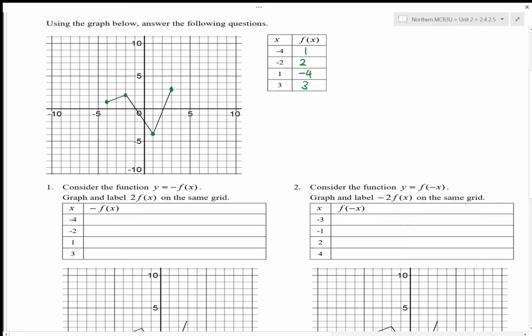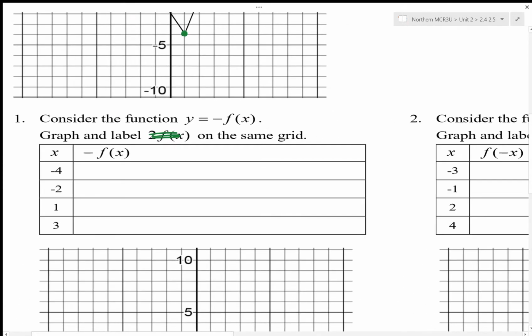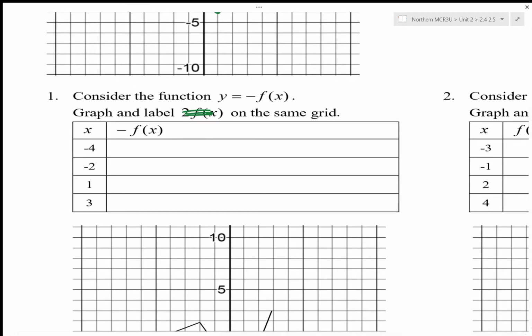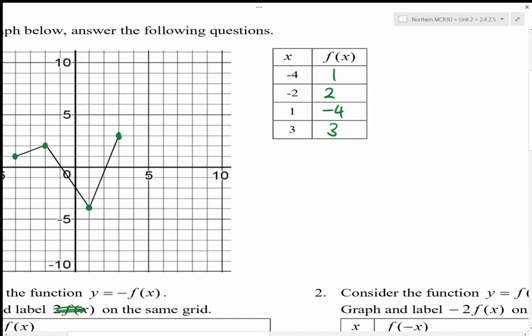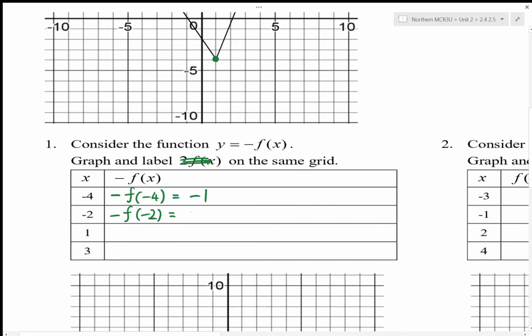So if we have y equals negative f of x, it's basically the negative of whatever the original function is. Then we set up the table of values to see what the outcome is like. In this case, it's going to be negative f of negative 4. As you know, f of negative 4 is 1 according to our previous one, so it's going to be negative 1. The same thing goes, it'll be negative f of negative 2, but f of negative 2 we know is 2, so then it will be negative 2.